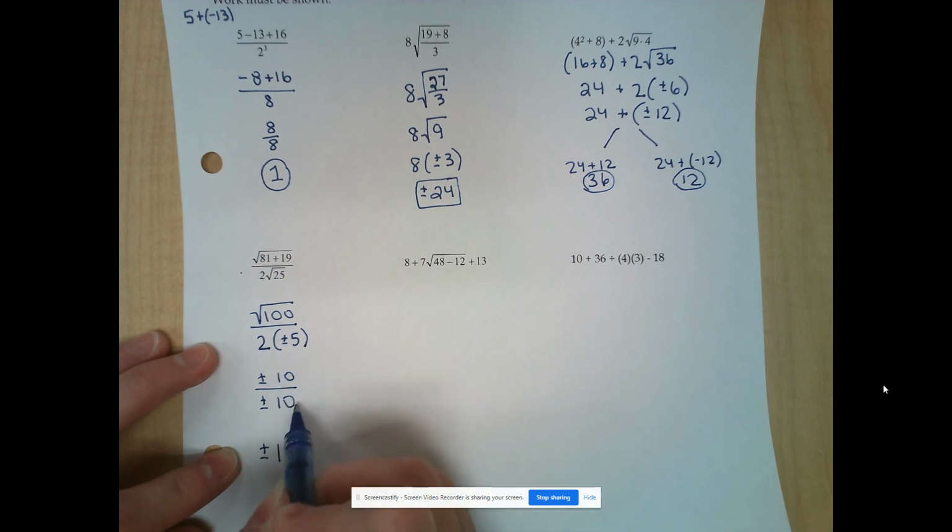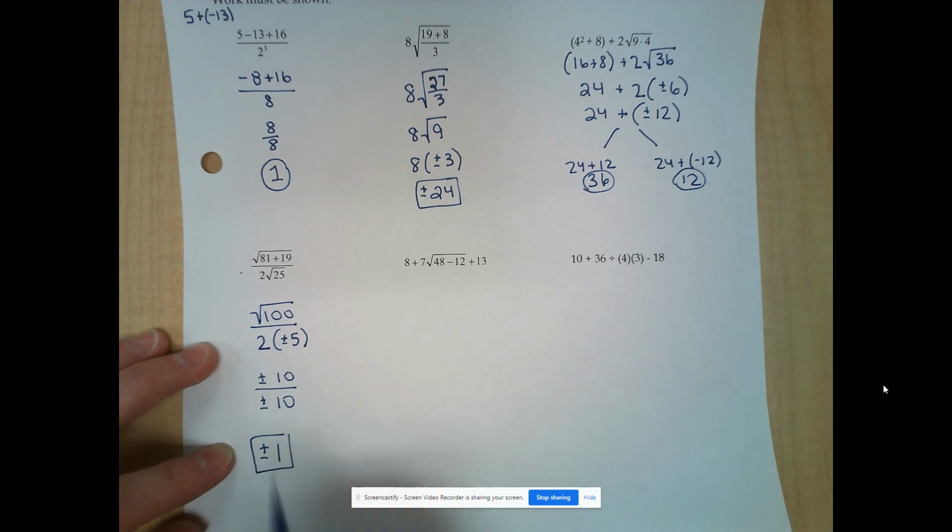Because if you had one positive and one negative, you'd get a negative result. If they were the same sign, you'd get a positive result. So only two answers, plus or minus 1.